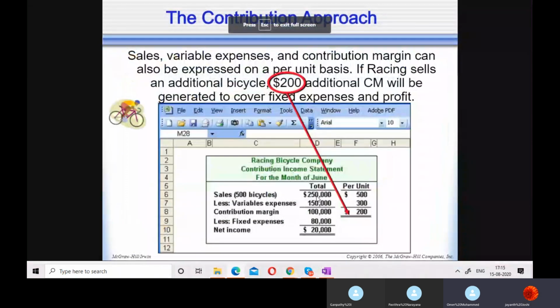So what we have got here is 500 bicycles. The sales is 2,50,000. So definitely 2,50,000 divided by 500 will give me $500 per unit. Do you agree with this or not? Please tell me. Yes, 2,50,000 is the total amount. From that I am dividing by 500. Why? Because the total number of bicycles is 500. Will I get $500 per unit? Yes. 1,50,000 divided by 500, I'll get $300 per unit. And contribution again, 1 lakh divided by 500, I'll get $200.